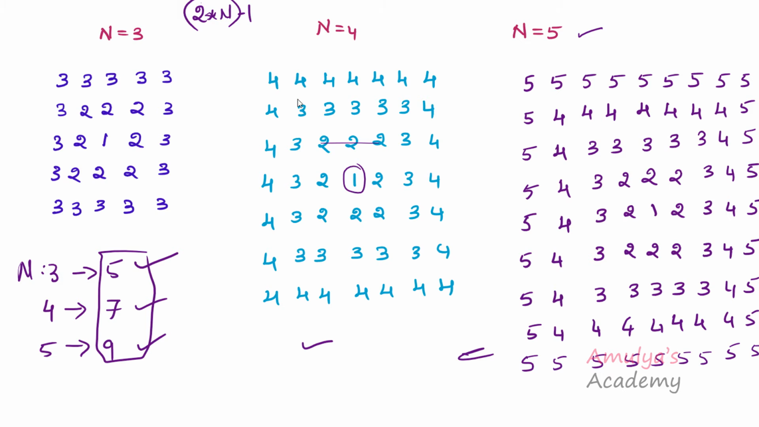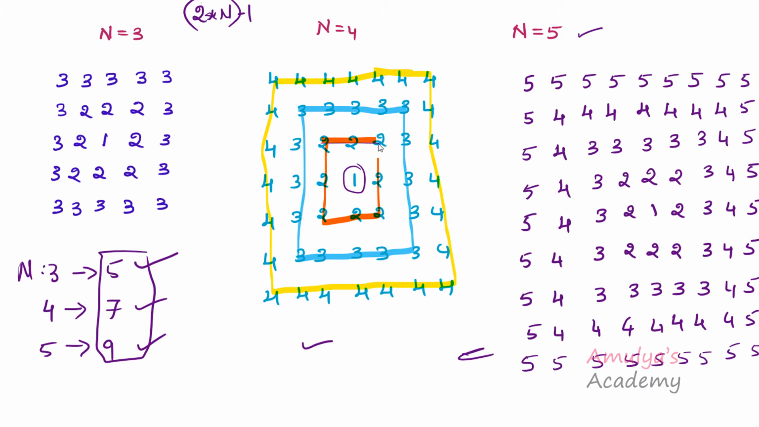If n is 4, we need 4 iterations. That is, first this, 1 iteration, second iteration, third iteration, and last to print 1, we need 4 iterations. If n is 3, we need 3 iterations. If n is 4, we need 4 iterations. If n is 5, we need 5 iterations.